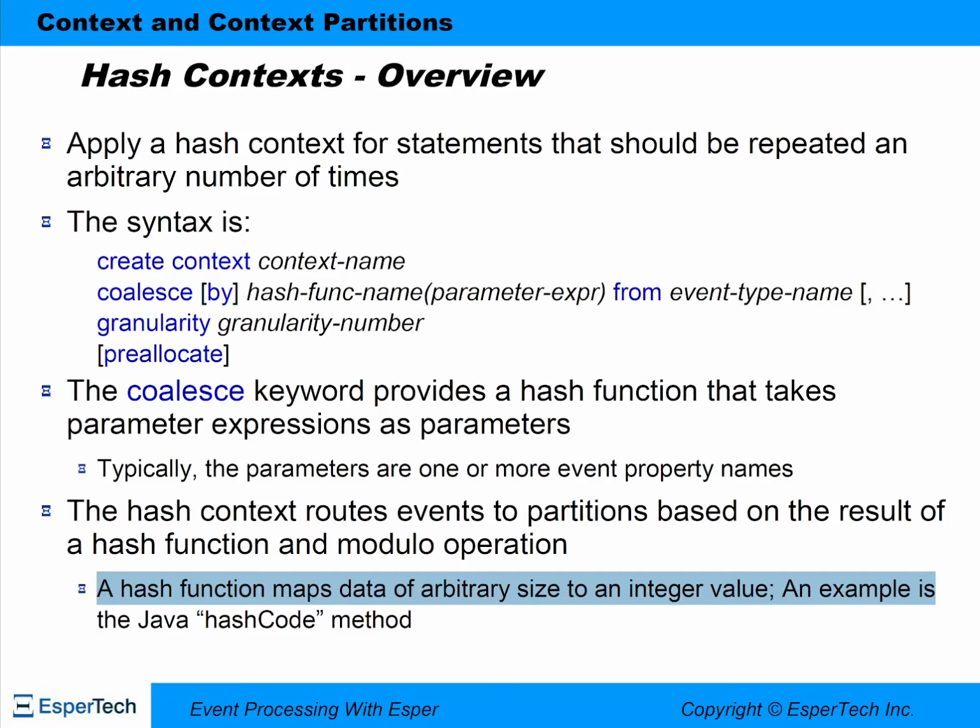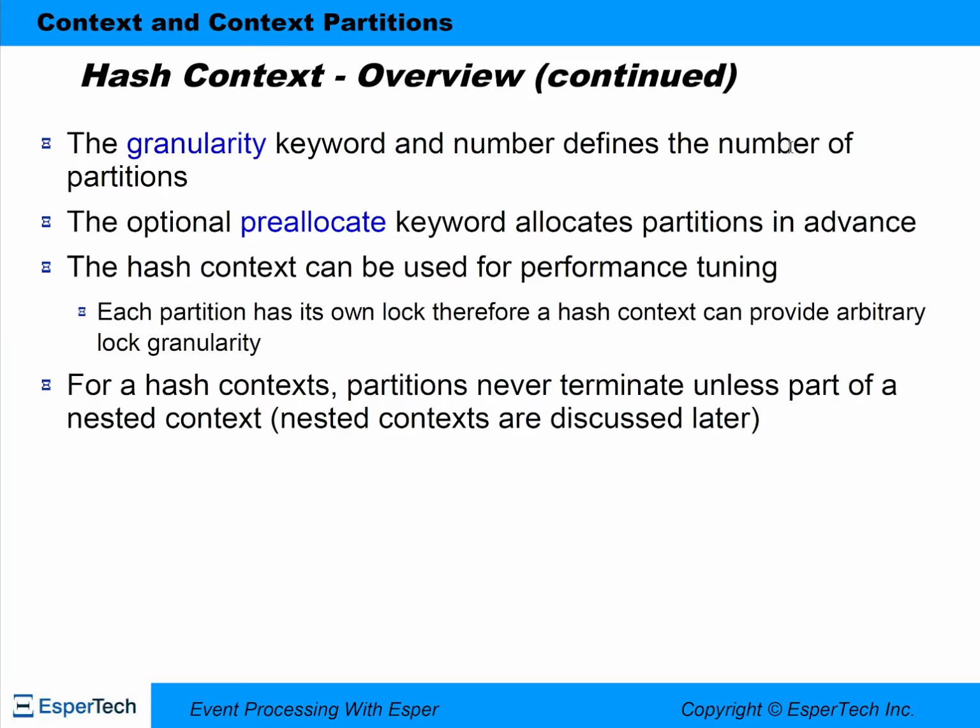The granularity keyword and number defines the number of partitions. The optional pre-allocate keyword allocates partitions in advance. The hash context can be used for performance tuning. Each partition has its own lock, therefore a hash context can provide arbitrary lock granularity. For hash contexts, partitions never terminate unless part of a nested context. Nested contexts are discussed later.